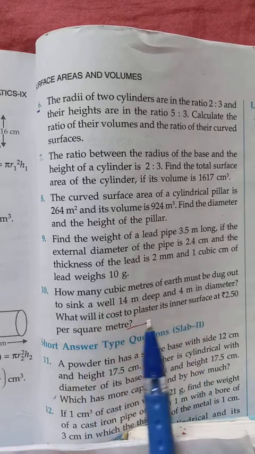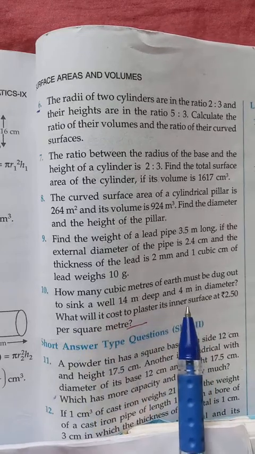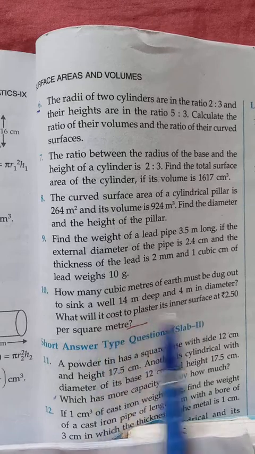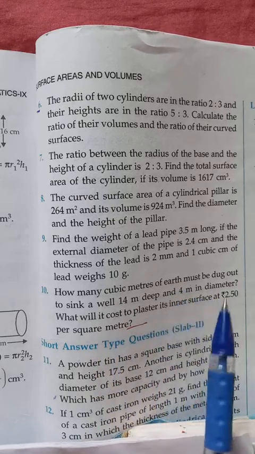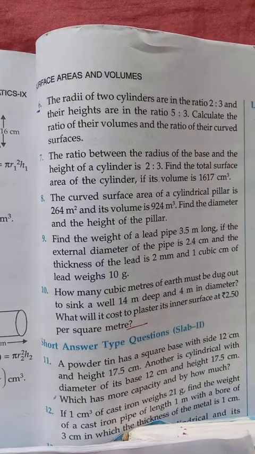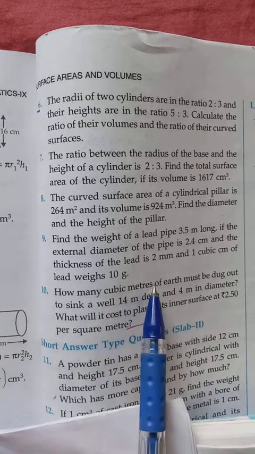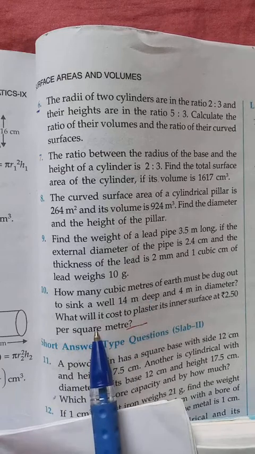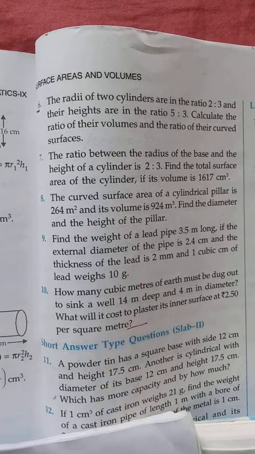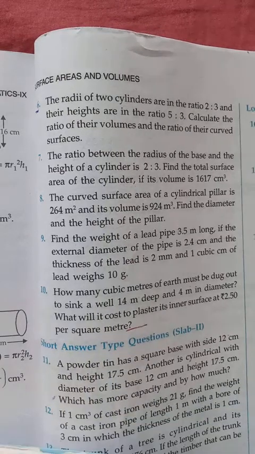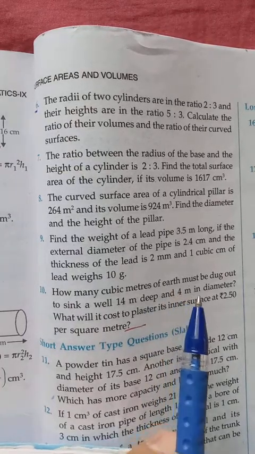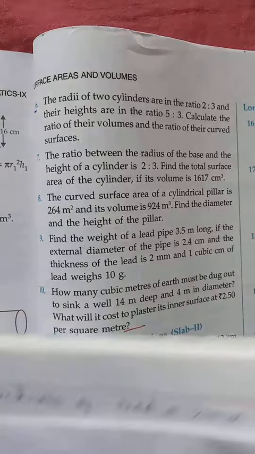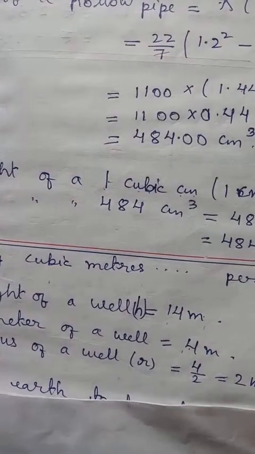Then at the same time, we also have to find the cost of plastering the inner surface, rupees 2.50. So inner surface means the side one, which is the curved surface area. So let's find the volume, and let's find the surface area in order to know the money. They give us the diameter to be 4 m. So radius will be half of it, that is 2 meter. The height we have, 14.